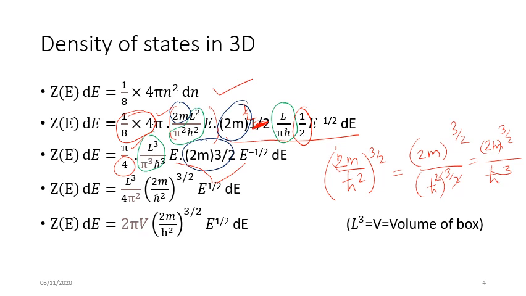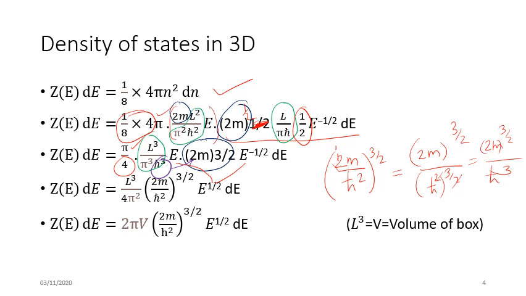That's why this h cross cube is used with this 2m, and they have written twice m upon h cross square raised to 3 by 2. Understood? So this E raised to 1 by 2 as it is, into this L cube as it is, and this 4 into pi square. Because this pi cube is there and this pi is there, one pi gets cancelled, so it will become pi square. So we get this equation.